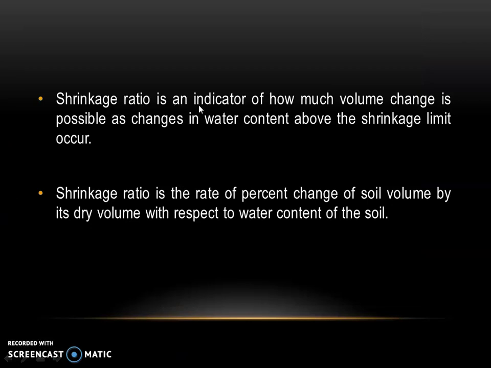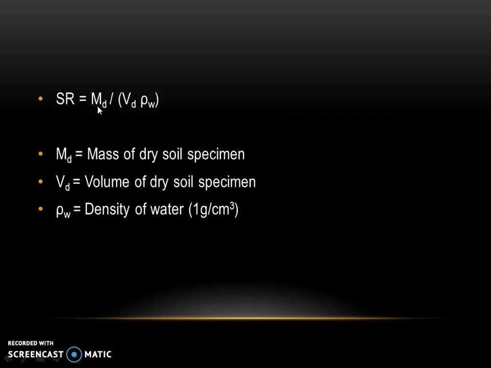Shrinkage ratio is an indicator of how much volume change is possible as changes in water content above the shrinkage limit occur. Shrinkage ratio is the rate of percent change of soil volume by its dry volume with respect to water content of the soil. SR is equal to MD divided by VD into rho W, where MD is mass of dry soil specimen, VD is volume of dry soil specimen, and rho W is density of water, which is 1 gram per centimeter cube.